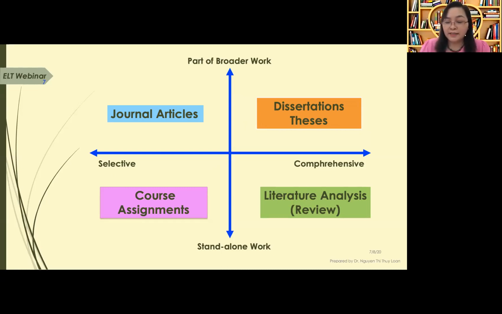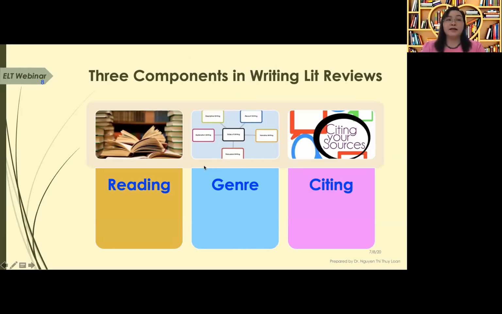Okay, so now let's come to the main part of my sharing today. How to write the literature review chapters. For me, there are three key things you need to do in writing the literature review chapters. The first thing is reading. I think this is important because you cannot write the literature review chapter without reading. And the second thing is genre. Genre here I refer to how to write, how to structure your chapters, how to structure what you read from the literature for your research topic.